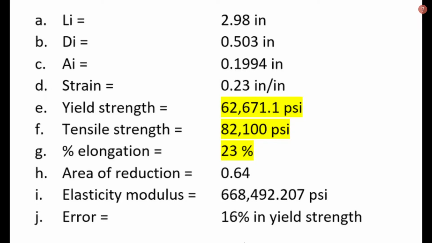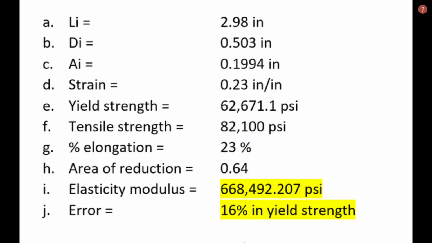62,671.1 psi. The tensile strength was 82,100 psi. The percentage of elongation was determined to be 23%. Area of reduction was calculated to be 0.64. Thus, the elasticity modulus was 668,492.2 psi. According to the data from book tables, we find that both yield strength and tensile strength vary a little from the results I obtained, being the error of only 16% in yield strength.